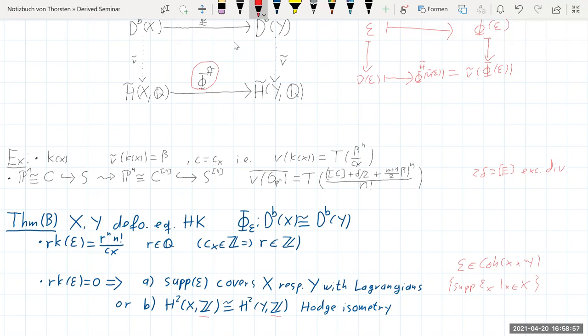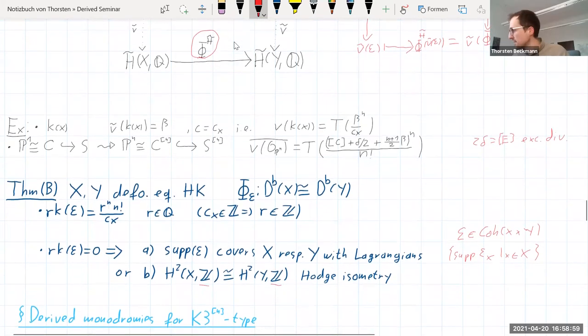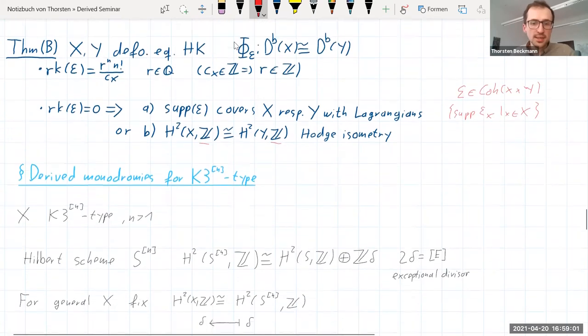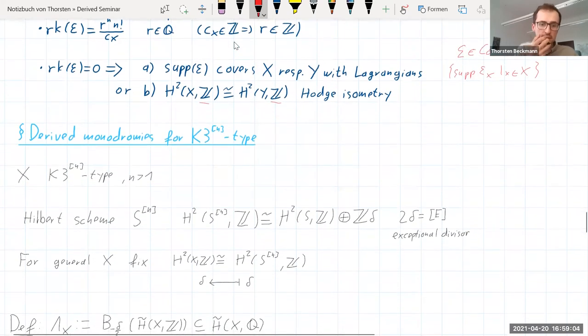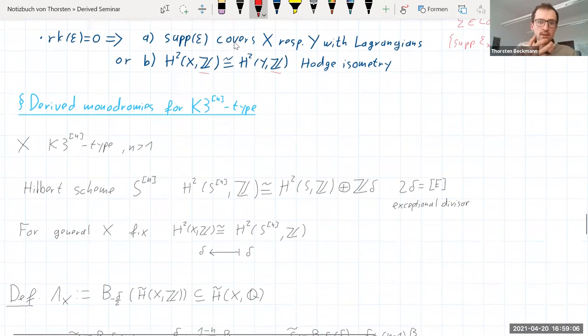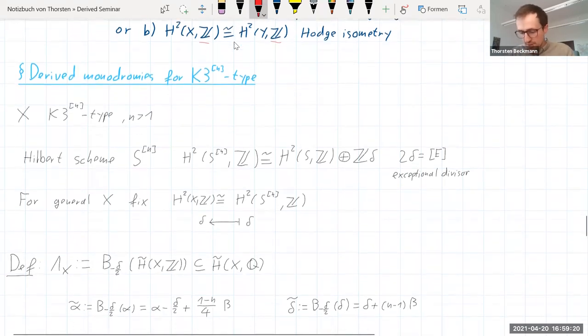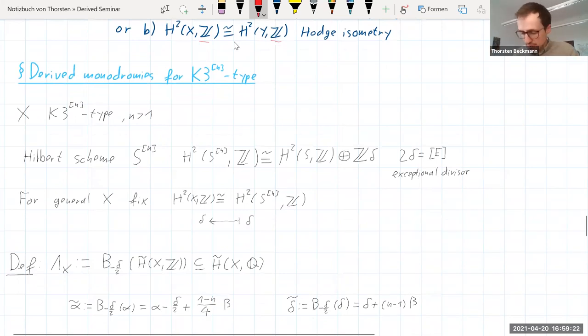Okay. And so, due to time, let me quickly go to K3^[n] type hyperkähler manifolds and at least state the main theorem there. I probably won't have time for the proof, but the techniques from the proof in the K3^[n] case can be applied for the general case. So let X be a K3^[n] type hyperkähler manifold. The prime example I already had is a Hilbert scheme. Here we have the second cohomology, which has the part from the K3 surface and this extra part delta.